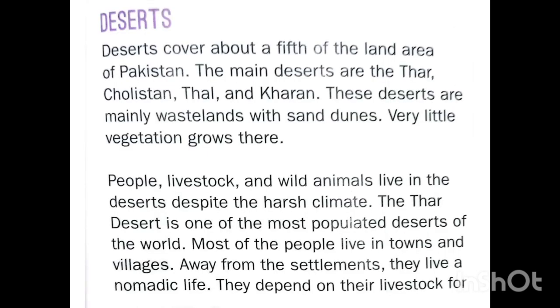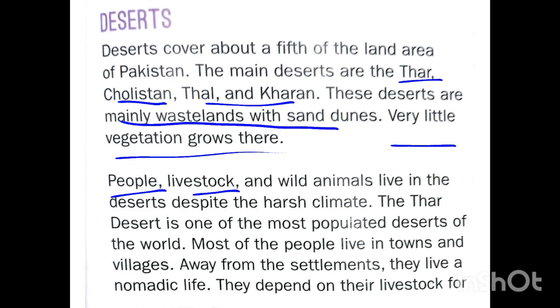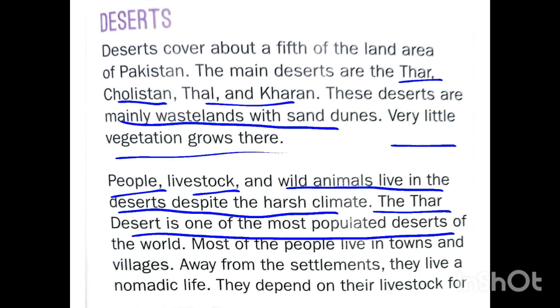Next, beta, this is the last landscape that is mentioned in your book, that is deserts. Deserts cover about 1/5 of the land area of Pakistan. The main deserts are Thar, Cholistan, Thal and Haran. These deserts are mainly wastelands with sand dunes. Very little vegetation grows there. People, livestock and wild animals live in the desert despite the harsh climate. The Thar desert is one of the most populated deserts of the world.